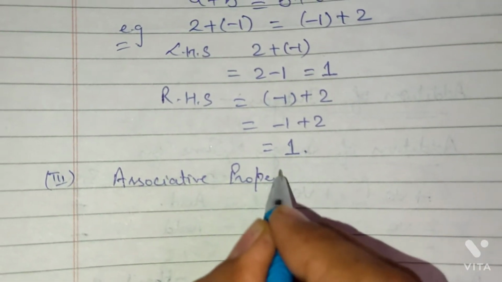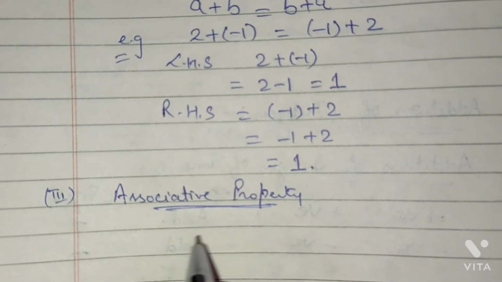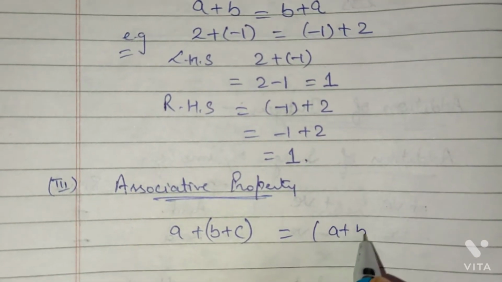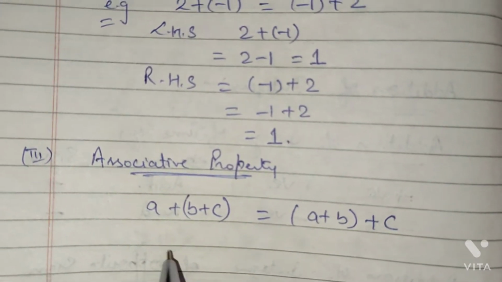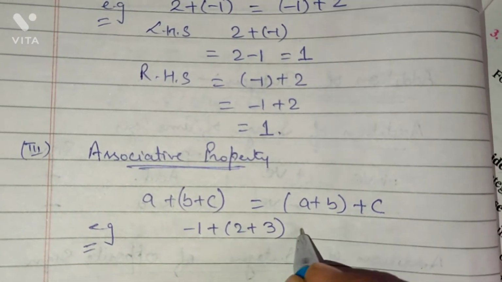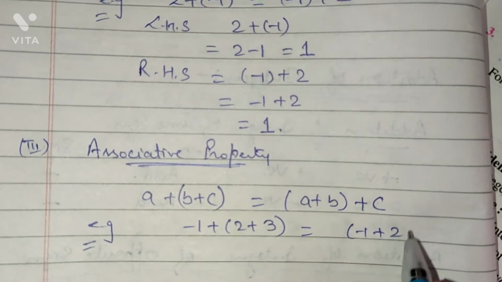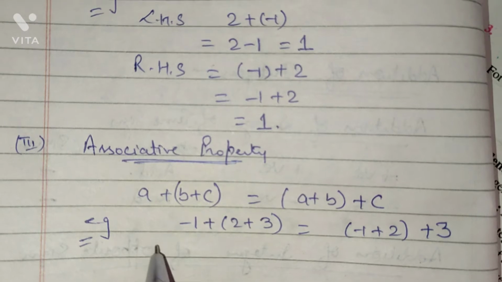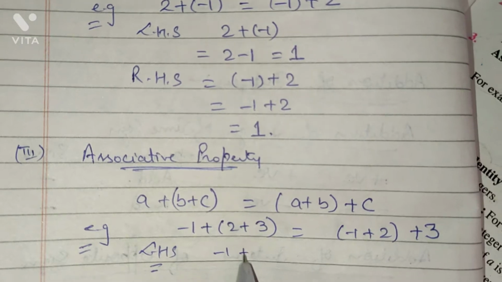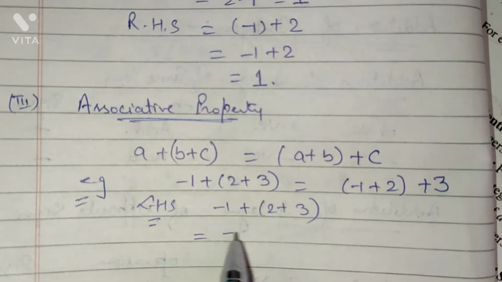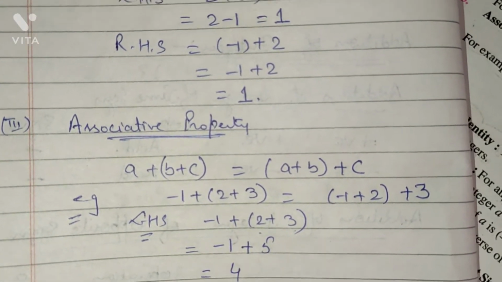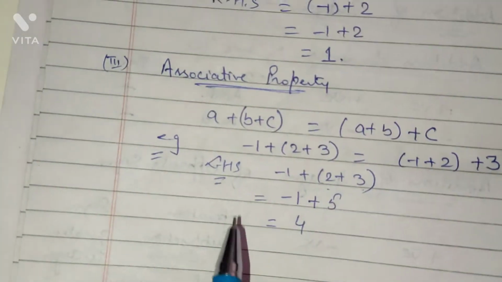Next property is associative property. In associative property we will take three integers. For this also we will change the grouping of addition, and the result would not be affected. I am taking an example of numbers minus 1, 2 and 3. First of all I am adding 2 and 3, then minus 1 will be added, in the left hand side. By adding 2 and 3 I am getting 5, then I will add 5 to minus 1 and the result is 4. Similarly I am solving the right hand side.